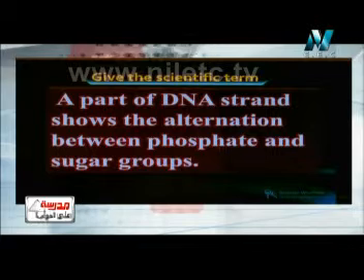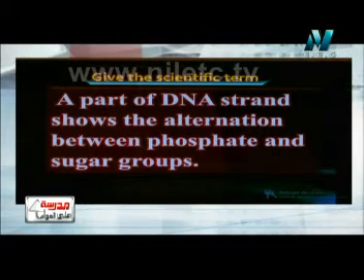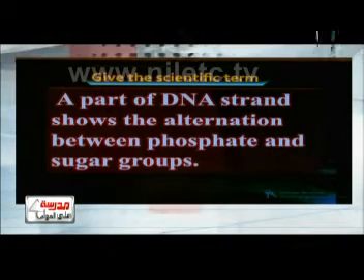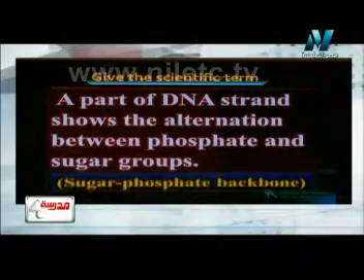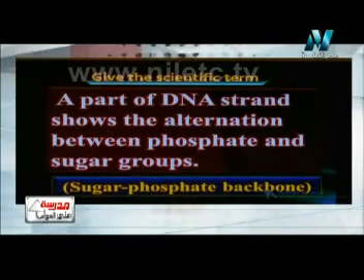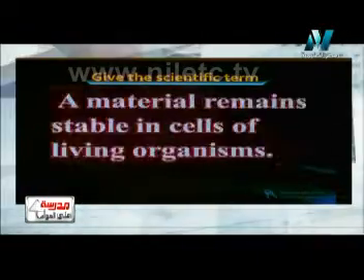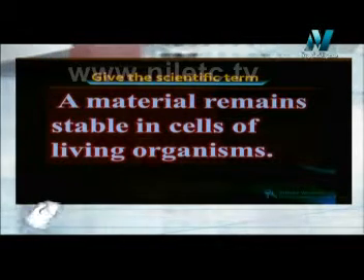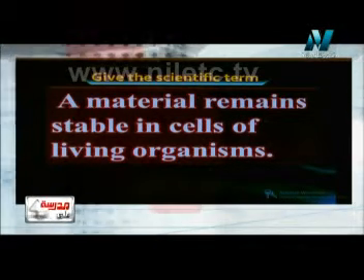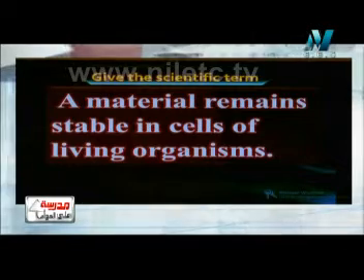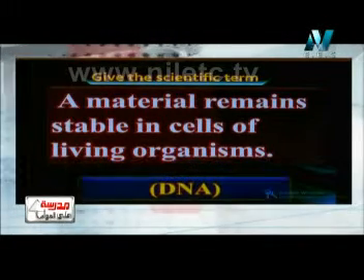The next question. A part of the DNA strand shows the alternation between the phosphate and sugar groups. That's called the sugar phosphate backbone of the DNA. The next. A material that remains stable in the cells of living organisms is the genetic material, which is the DNA.